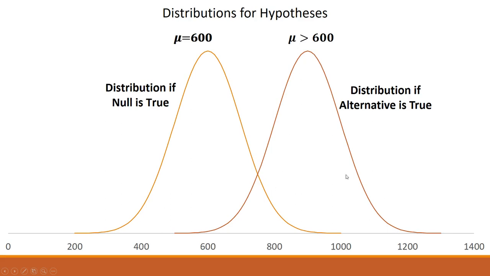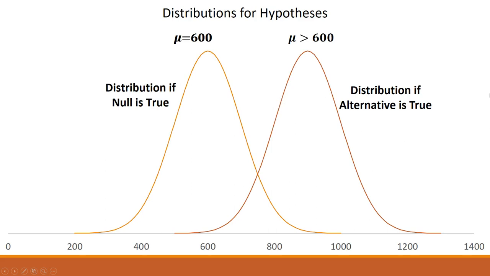Okay, so now we have two possible distributions. We don't know whether either of them is true. But what we can do is evaluate whether we have evidence to think that the null hypothesis distribution is true or the alternative hypothesis distribution is true. Okay, so let's make that concrete. Let's see if we can make that clear.